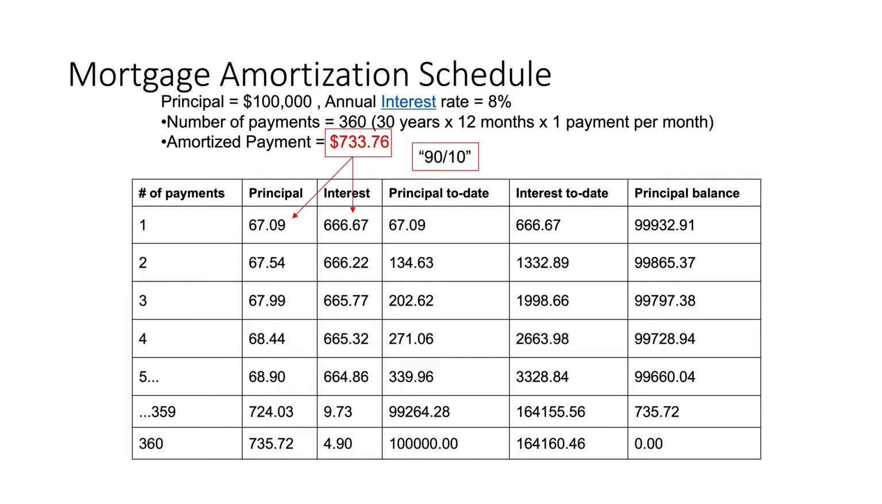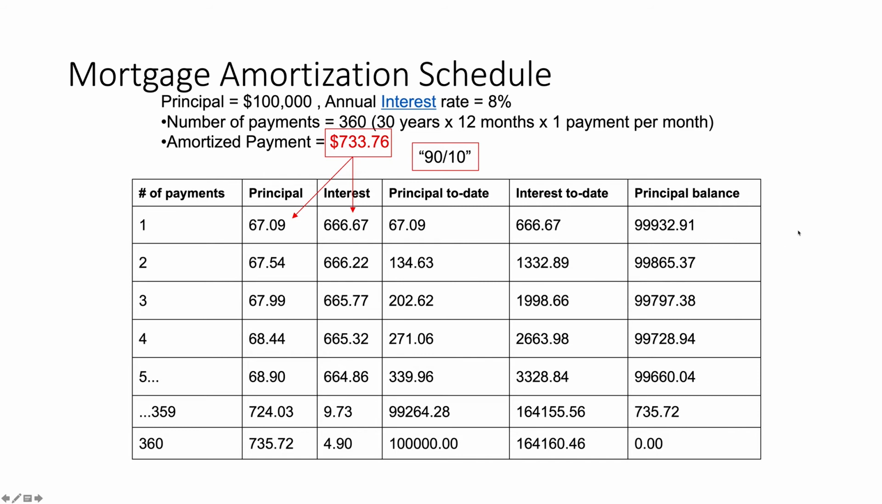You have to cover a very large amount, 666.67 as your interest payment. Why? Because you have a $100,000 balance. The principal amount is only 67.09. The majority goes to pay the interest. And your principal balance reduces at a very low rate because the total amount is too high.